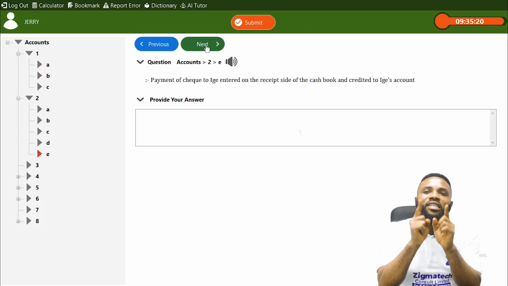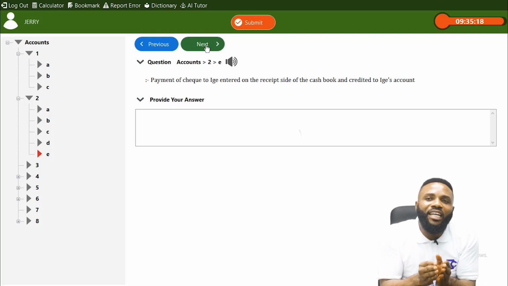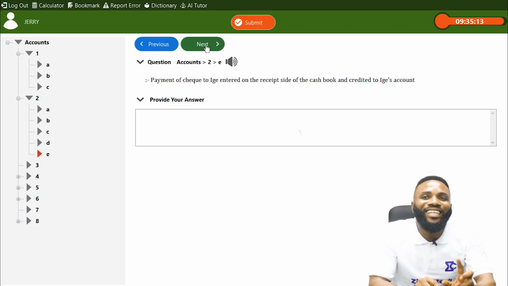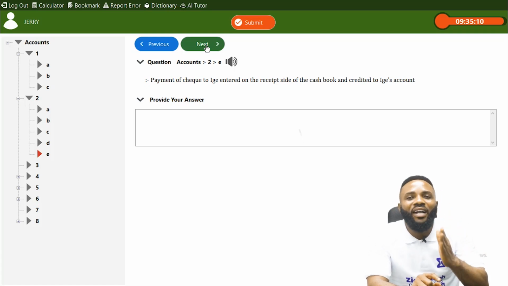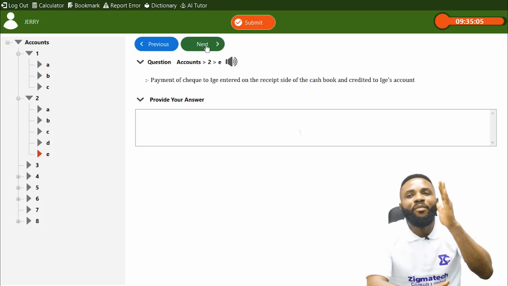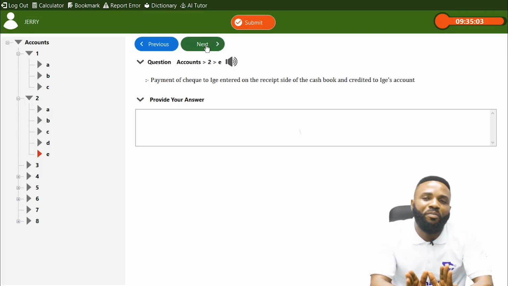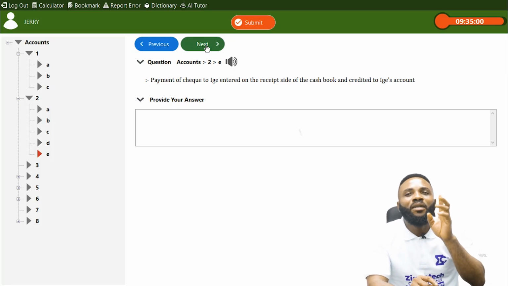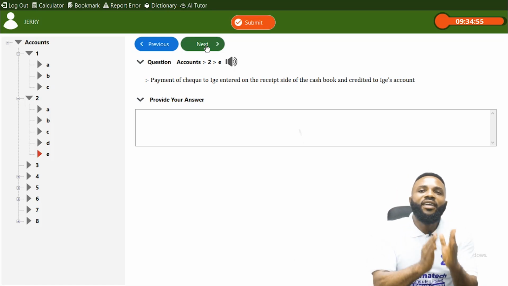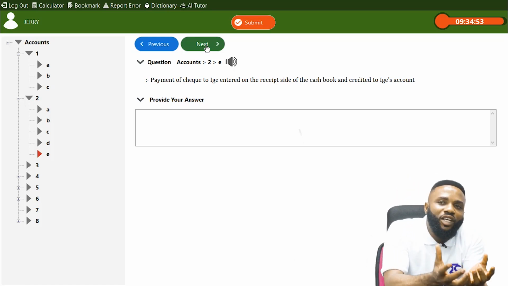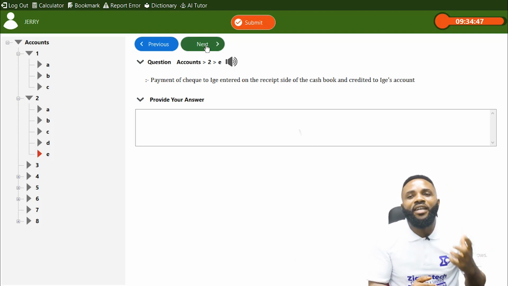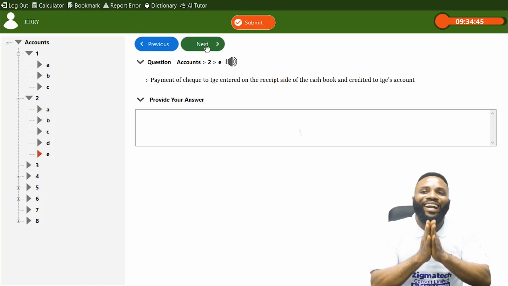So by right, this transaction is supposed to be debited to Ige's account and then credited to bank. Whenever you are making a transaction and you see check, it is only the banking institution that has the license to transact business with check. So anytime you see check in a transaction, check always represents bank. Now, they said payment was made to Ige, and this payment was made by check. So Ige is supposed to be debited because he is the one receiving the payment, and then bank is supposed to be credited because the payment is coming from the bank. That would have been the right posting.